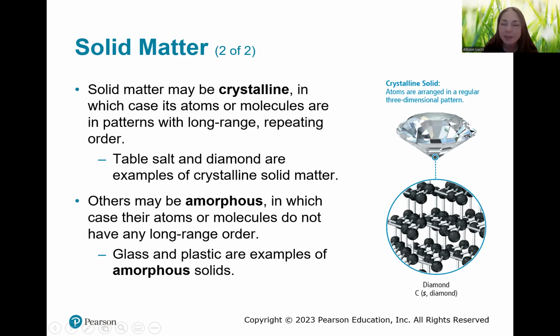Where they don't have this type of structured pattern. We don't see this represented molecularly here in any image, but glass and plastic polymers, that are called plastics. These are examples of amorphous solids where there's no regular repeating pattern, but they still have the same phase.